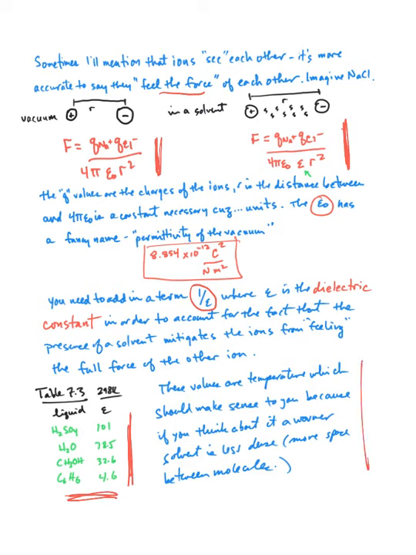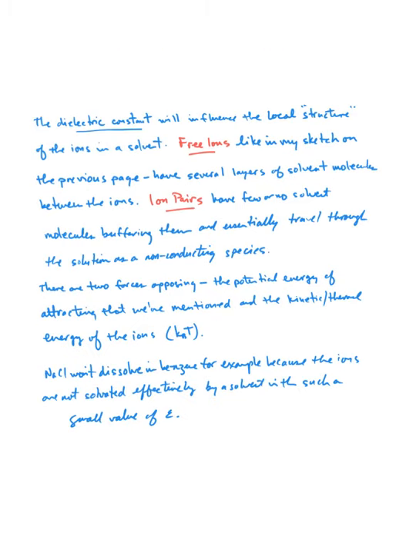One thing that our author Chang mentions is that these values are temperature dependent. Temperature dependent, which should make sense because if you think about it, a warmer solvent is less dense. When you heat up a solvent, it expands a little bit and there's more empty space between the molecules, so you're going to have net fewer solvent molecules in between, so the dielectric constant is going to go down. The dielectric constant, that little epsilon, will influence the local structure of the ions in the solvent.